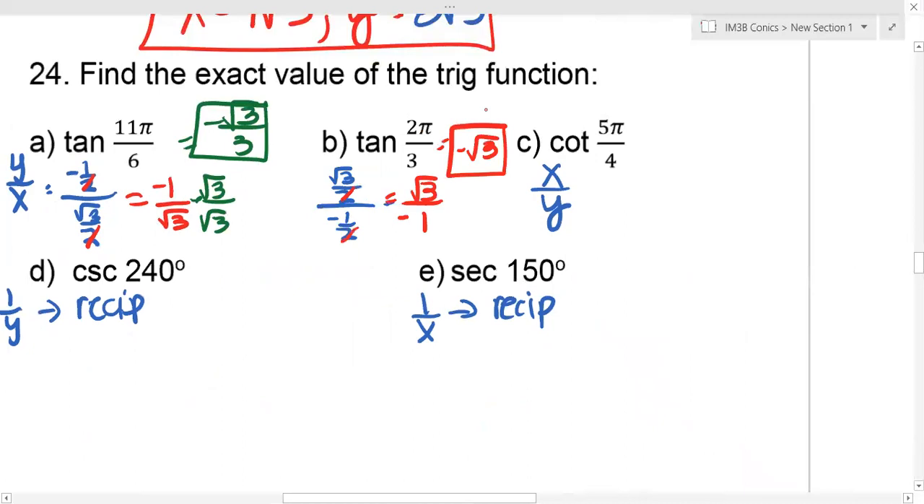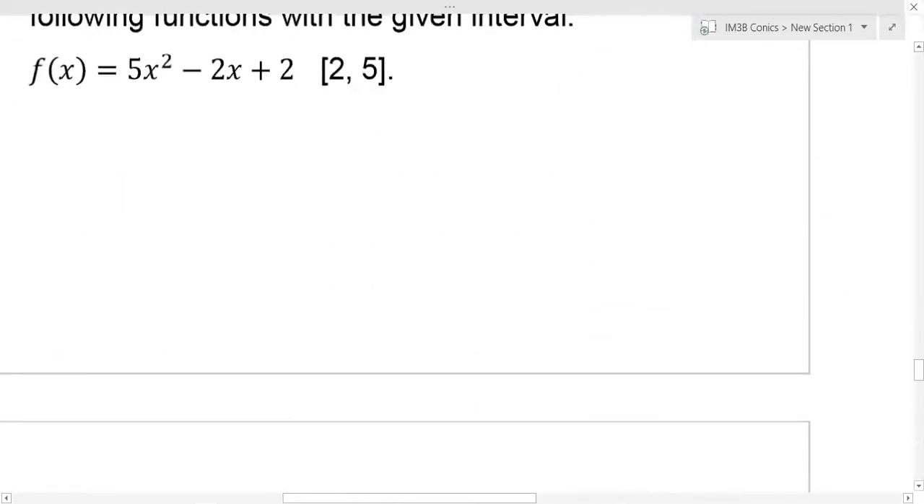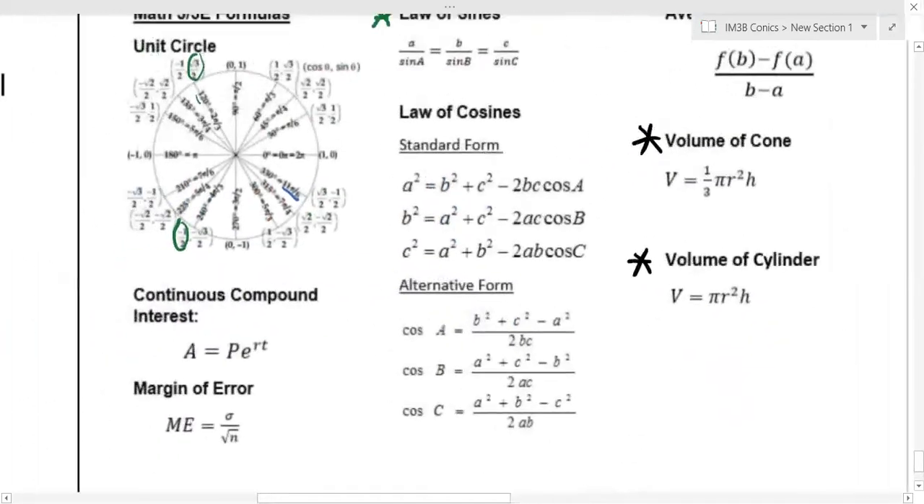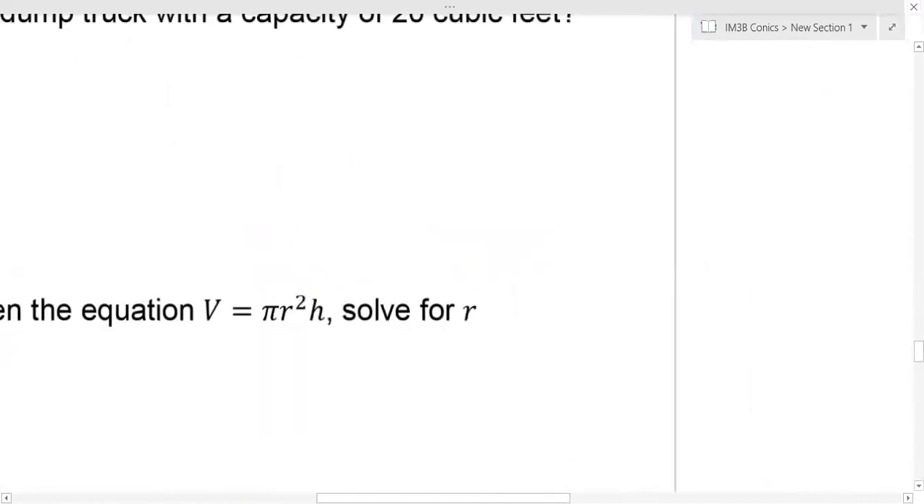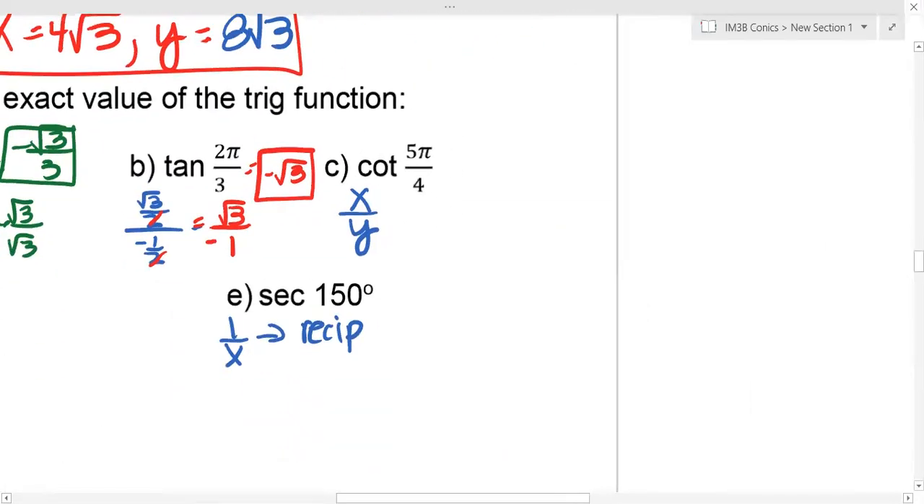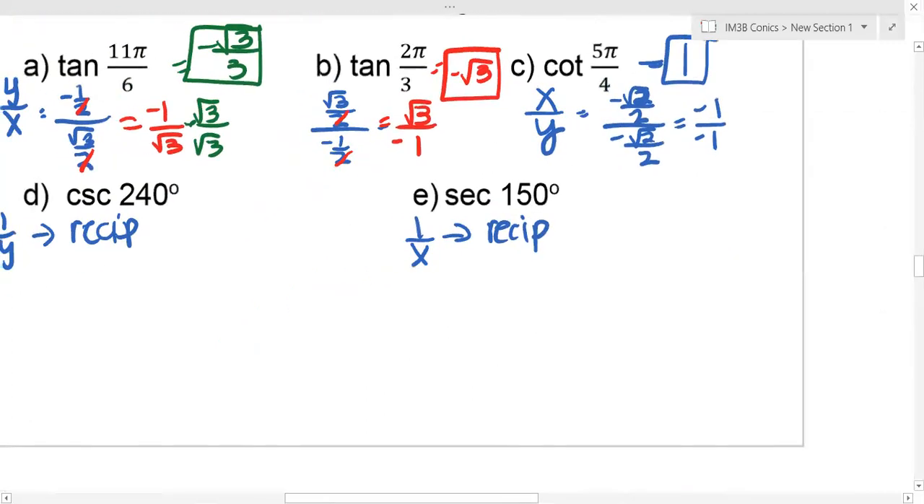Cotangent of 5 pi over 4. The good thing about pi over 4s is that x and y are actually always the same number. They're just opposite signs. So if I look at where 5 pi over 4 is, that's here, 225. And so it's negative radical 2 over 2 for both. And so when I divide that, I'm dividing something by itself, right? So negative radical 2 over 2 is my y, and negative radical 2 over 2 is my x, which means I technically have negative 1 over negative 1, which is just positive 1.